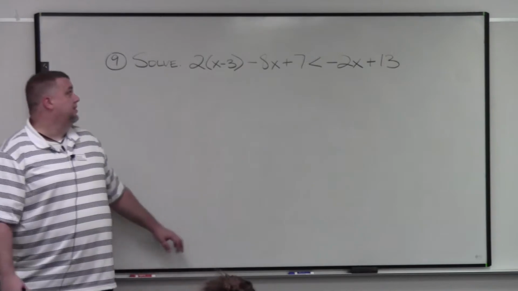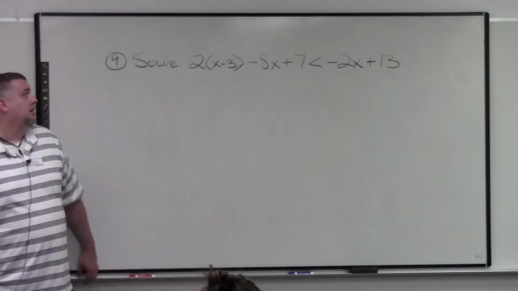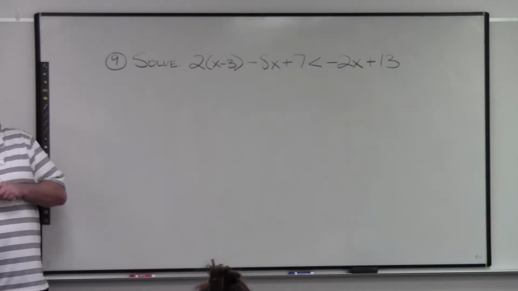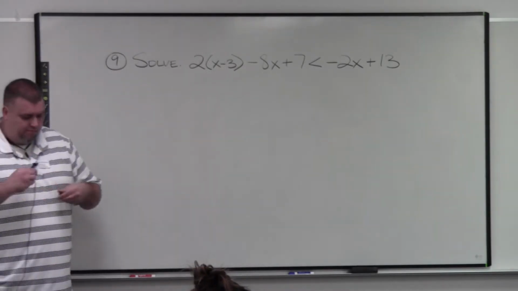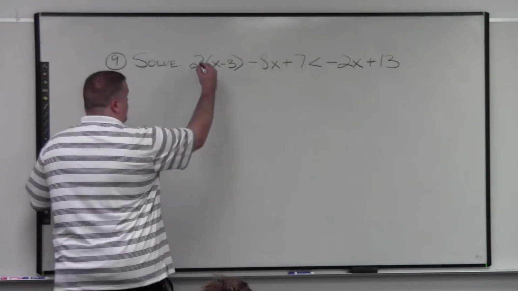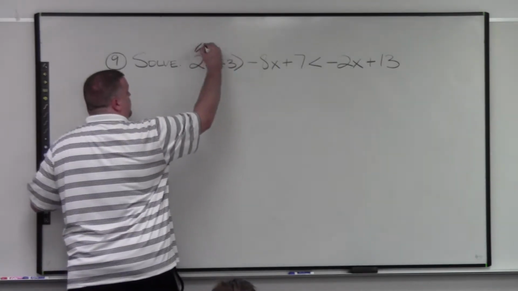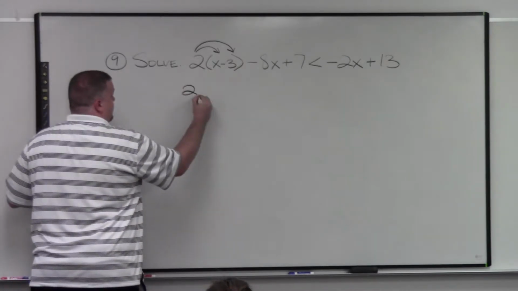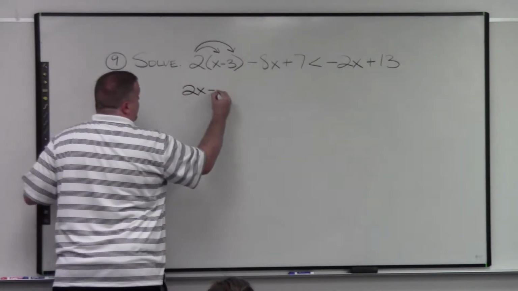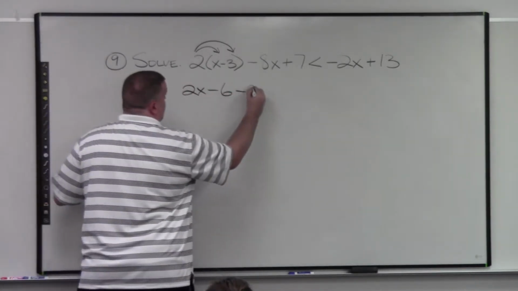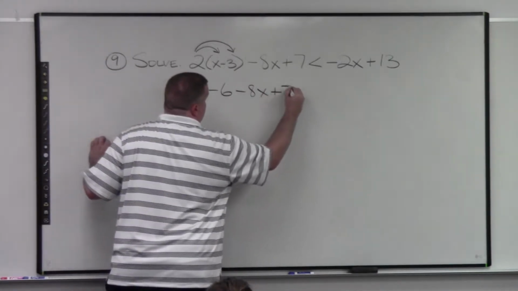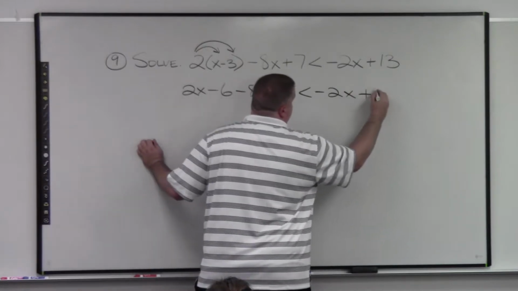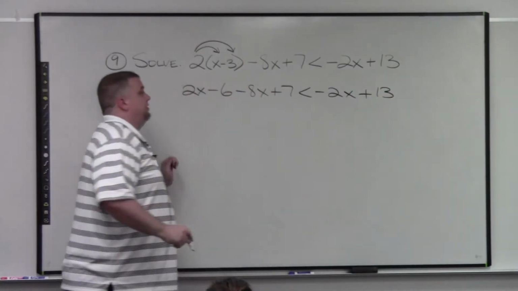All right, problem number 9 is asking us to solve. So we're going to try to get x by itself on one side. So what would our first step be? Yeah, let's get rid of those parentheses by distributing. Multiply or divide by negative. So 2 times x is 2x. 2 times negative 3 is negative 6. Everything else is just going to come down as is.